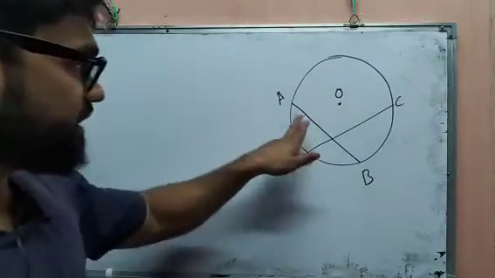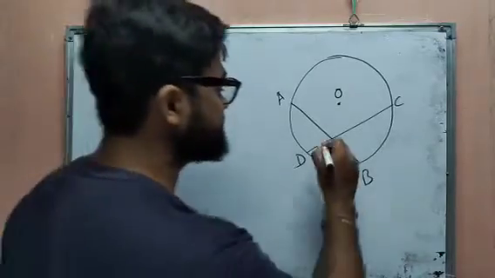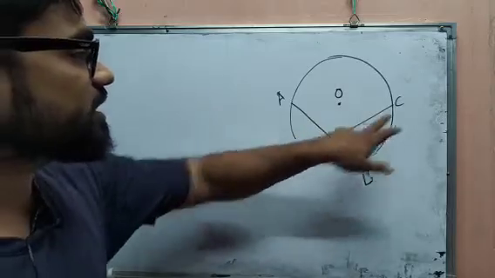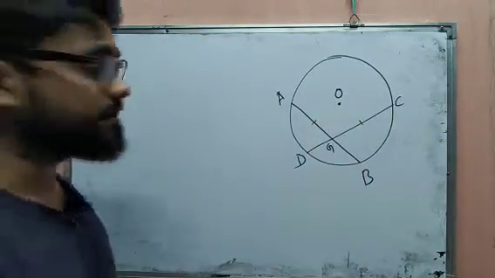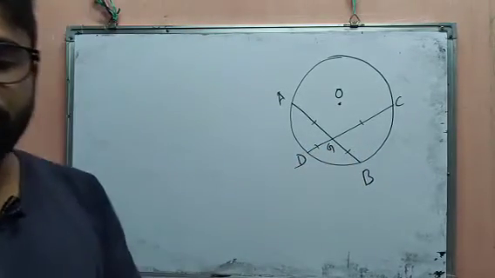Suppose they are intersecting at the point G. So we have to prove AG equal to CG, and another one we have to prove, that BG equal to DG. So for that we have to make some construction.